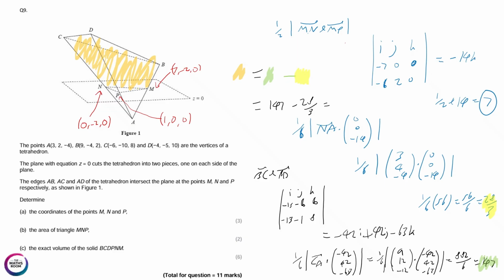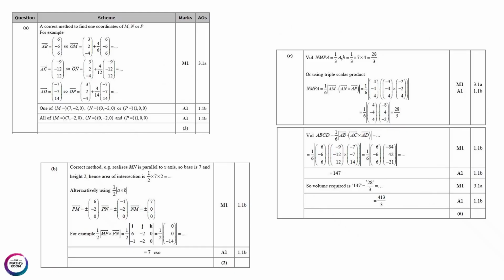Right, my calculator. 413 over 3. 413 over 3 should be my final answer. That is a 3. 413. A bit neater. It should be the answer, guys. Final answer, 413 over 3. Yes. 413 over 3. Perfect.